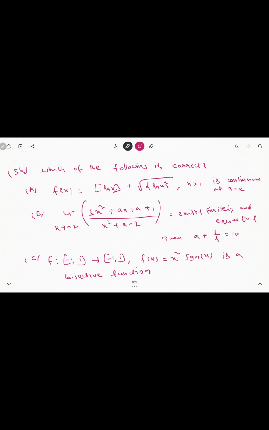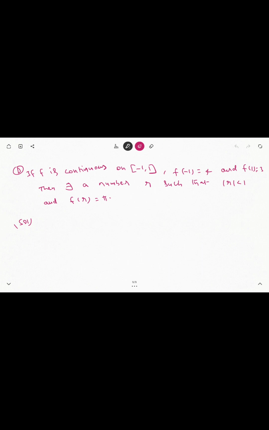Option C, f maps minus 1 to 1 to minus 1 to 1 defined by f of x equal to x square signum function sgn x is a bijective function. Okay. Option D, if f is continuous on the interval minus 1 to 1, f of minus 1 is 4 and f of 1 is 3, then there exists a real number r such that modulus of r is less than 1 and f of r is equal to pi. So try to solve it. So what is the first one?